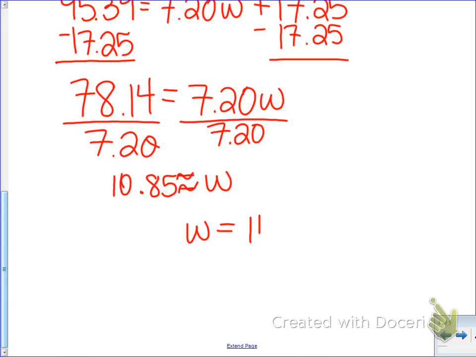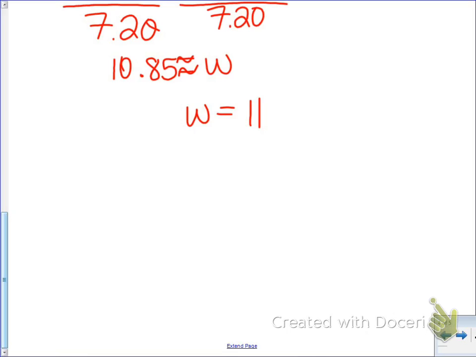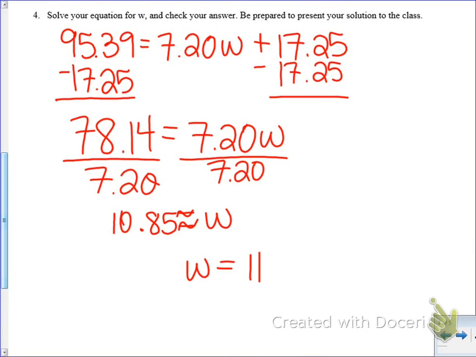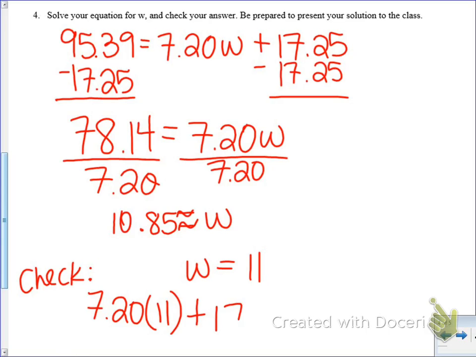So if I am saying that in 11 weeks I will have enough money, I need to then check that answer. So how would I go about checking that answer? Plug 11 back into the equation. Absolutely. So I have 7.20 times 11 plus 17.25. Now I am hoping that this is going to be more than 95.39. So when I plug 11 back in, I get $96.45.